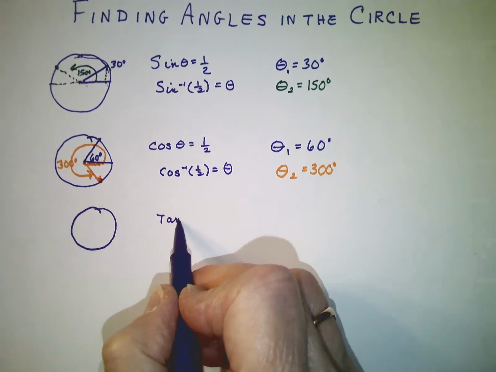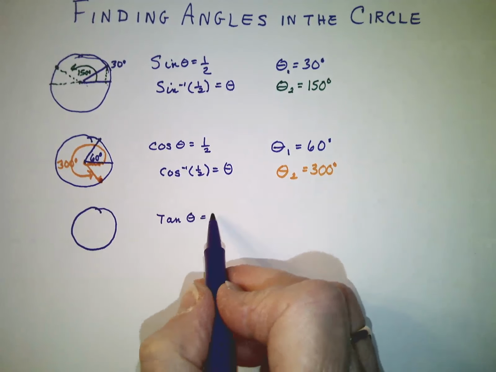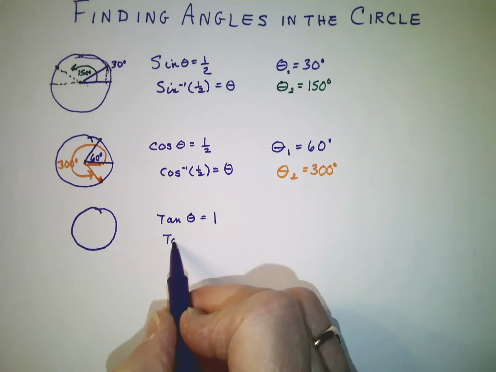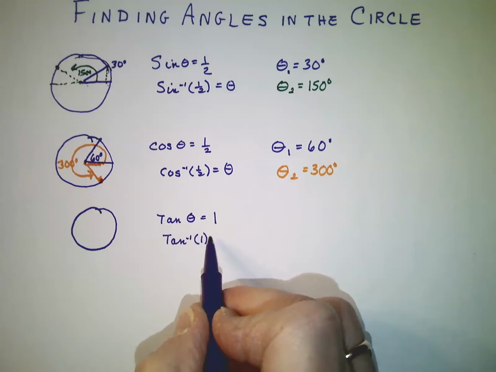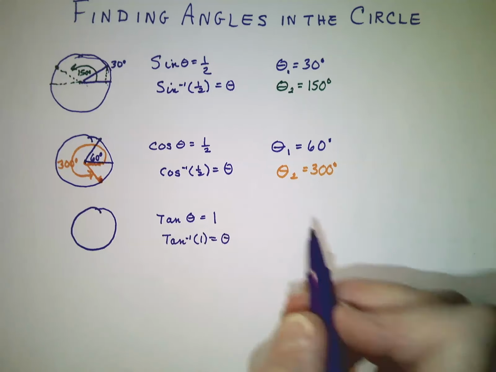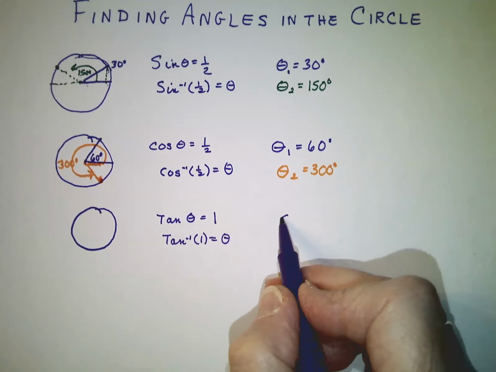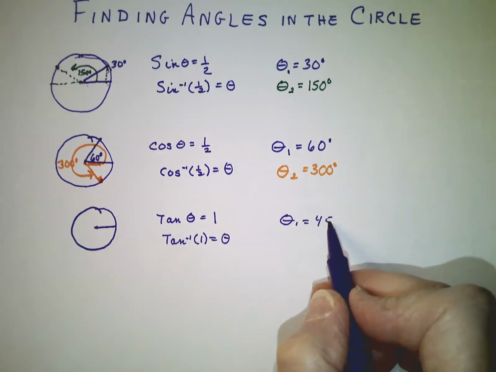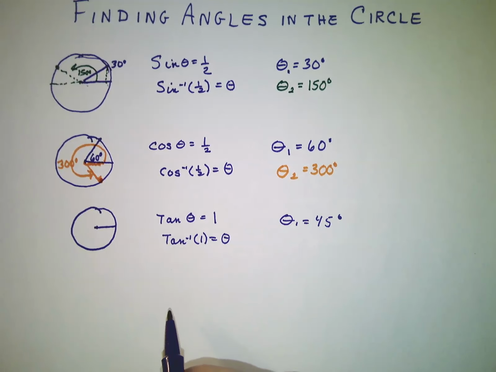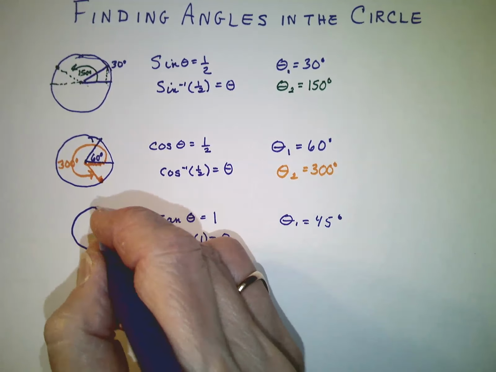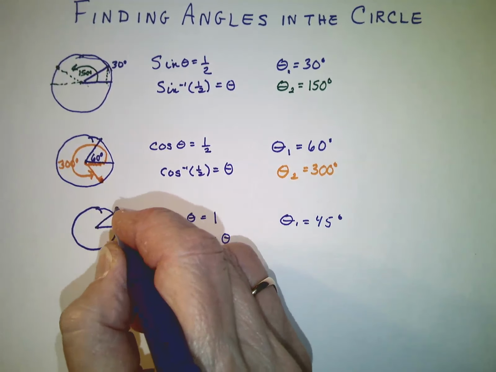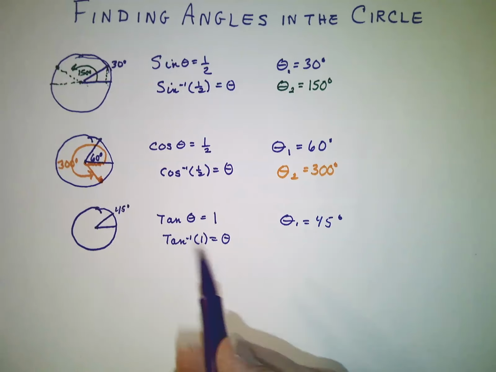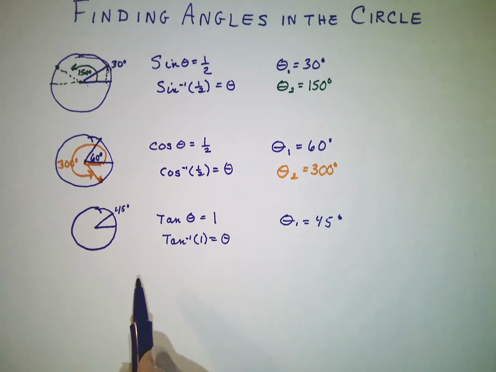If we let the tangent of the angle equal 1, then we could do inverse tangent on 1 to find our angle. The calculator is going to tell us 45 degrees. And that's right. 45 degrees here does have a tangent value of 1. The sine and cosine are the same.